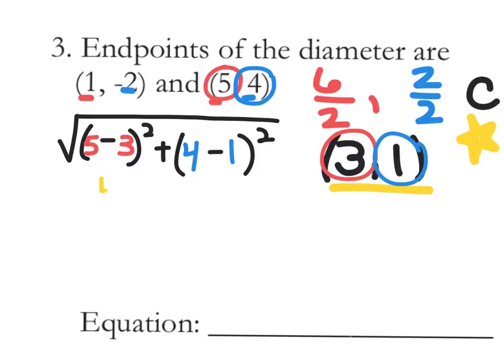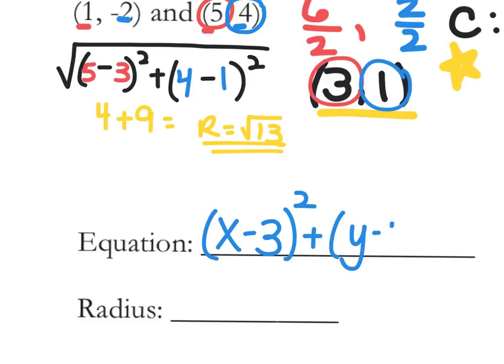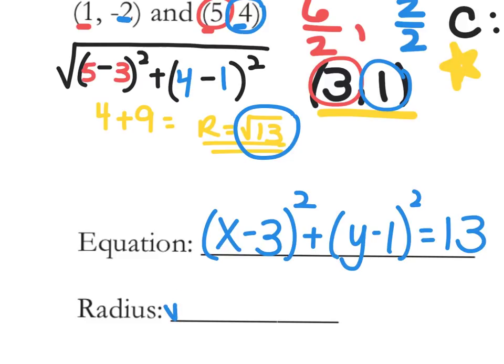5 minus 3 is 2, squared is 4. 4 minus 1 is 3, squared is 9. 4 plus 9 is 13, so the radius is the square root of 13. Now I'm ready to write the equation. It will be x minus 3 quantity squared plus y minus 1 quantity squared equals the radius squared, so that's just 13. So the radius is the square root of 13, which is about 3.6.